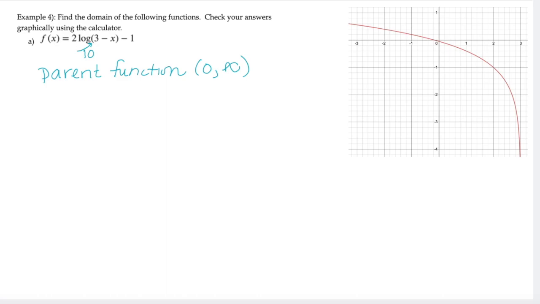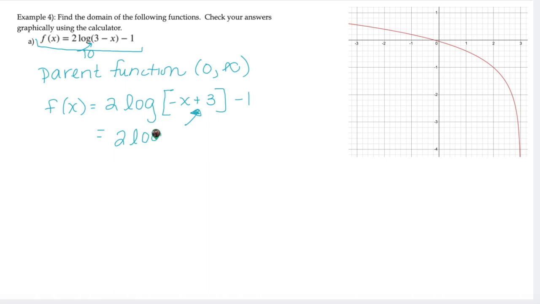Let's first rewrite our new transformed function as f of x is equal to 2 times log of negative x plus 3 minus 1. I'm also going to transform inside so I can look at it a little more easily with respect to transformations, because there's a couple of things happening. This is also the same as 2 times log of negative 1 times x minus 3.